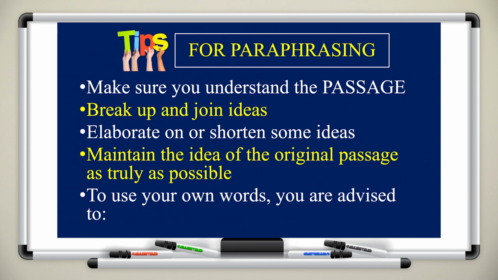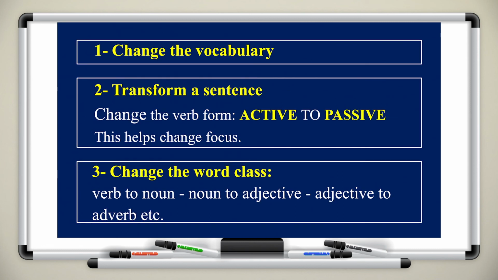And the main idea has to be maintained. So you don't have to change the main idea or the meaning of the article or the passage. We want to keep the meaning as truly as it is. So we use our own words. And how do we do that? We can do more than one thing. Number 1, we can change the vocabulary. We can use synonyms, or definitions in other words, or maybe something else.